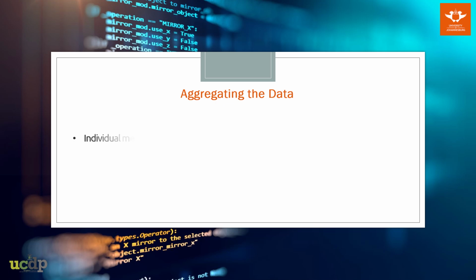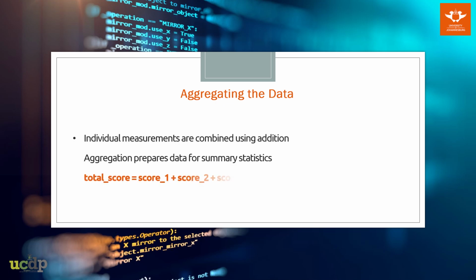Next, we aggregate the data by adding the individual scores together. This step mirrors familiar research practice, where raw measurements are combined before calculating summary statistics.